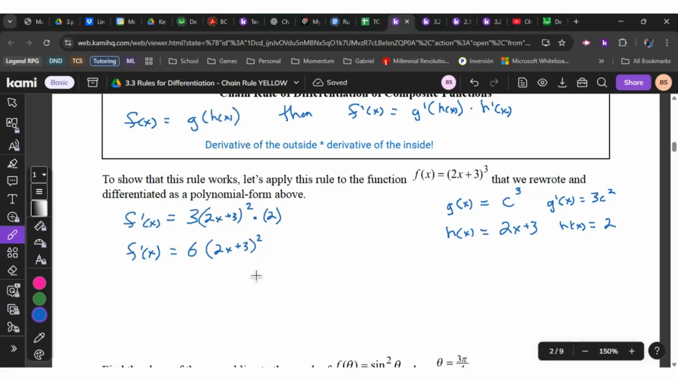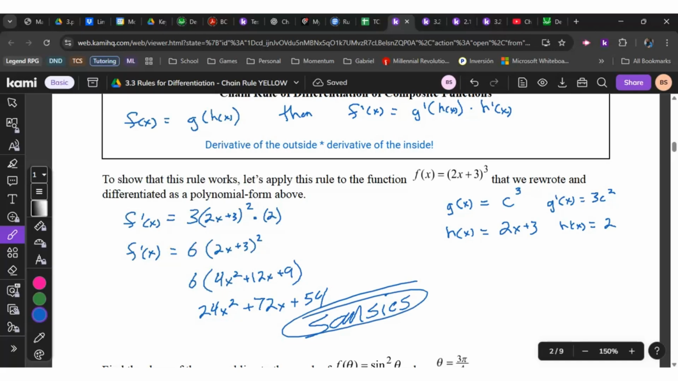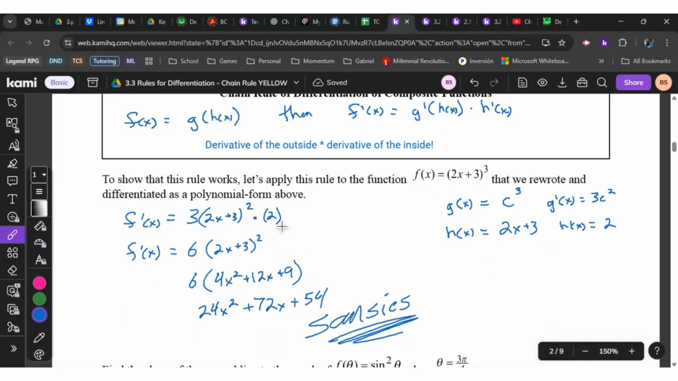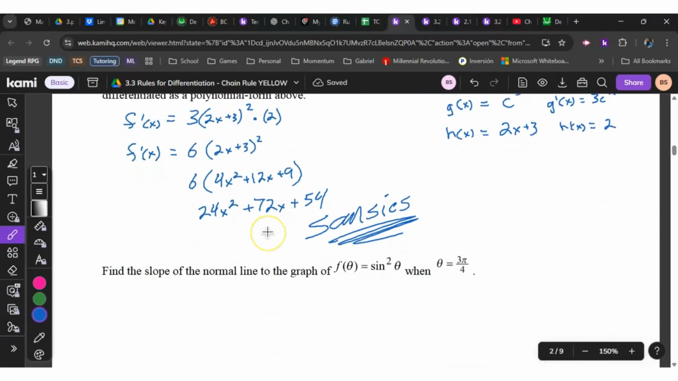Now, for the sake of making it the same as the other one, let's quickly go ahead and expand this. So this would be 4x squared plus 12x plus 9. Then we multiply it all by 6: 24x squared plus 72x plus 54. Hey, look at that. Samesies. But most of the time, you're probably going to leave it in that simplified form. So it's the same thing. We proved that it worked.